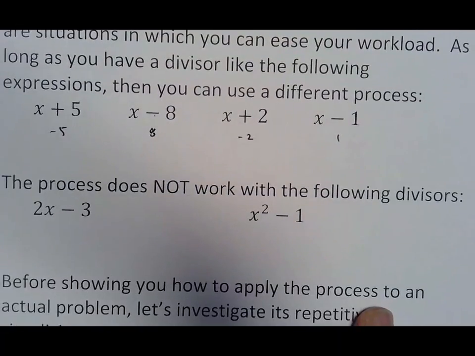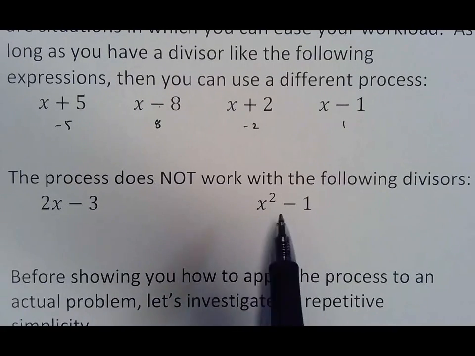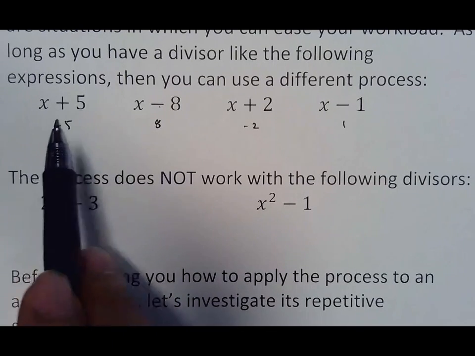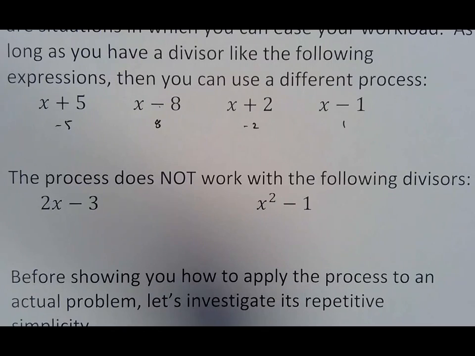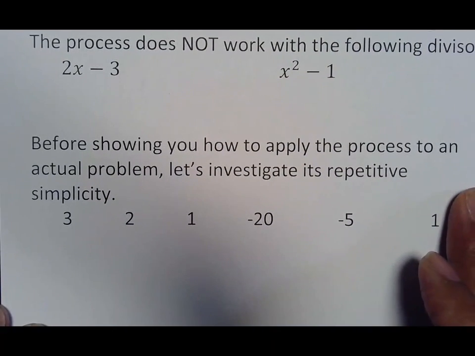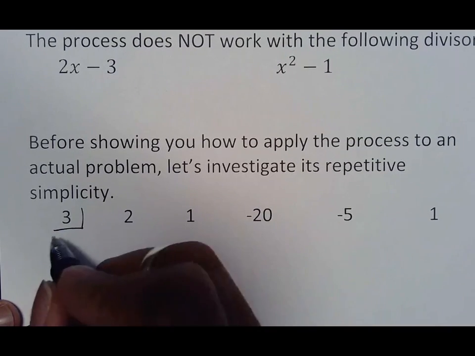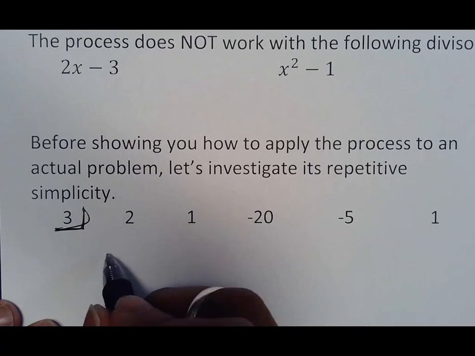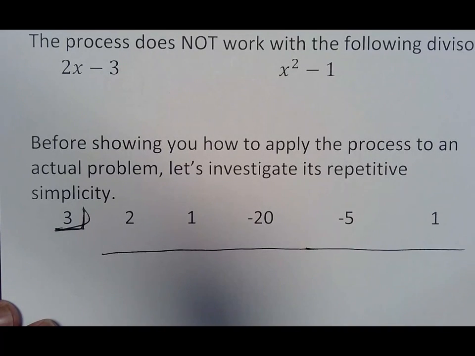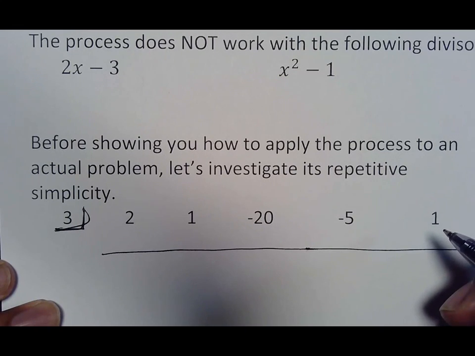The process does not work with the following divisors. Here, because there's a number attached to x. Here, because there's a power attached to x. It only works when you have x plus or minus a number. Alright? Before I show you how to apply the process, let's investigate its repetitive simplicity. What we're going to have here is a number in what I call the silly box. And then you're going to draw a thing here. And the first thing we're going to do is, and I'll write this down, just kind of follow and make sure you understand how easy this is overall, even though we have to use a calculator probably.